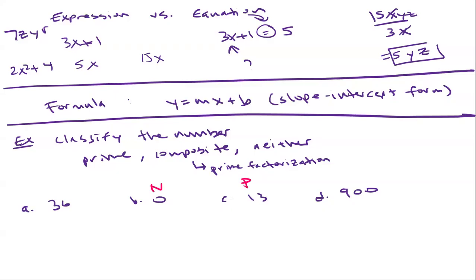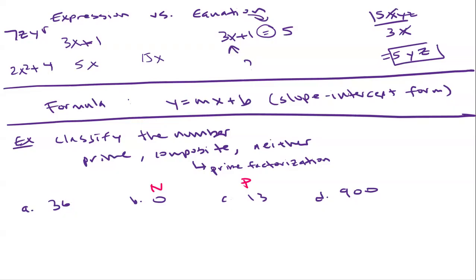So that means 36 is a composite number and 900 is a composite number. Now, what do we know about 36? What kind of number is that besides being a composite number? Can you think of what else it satisfies?